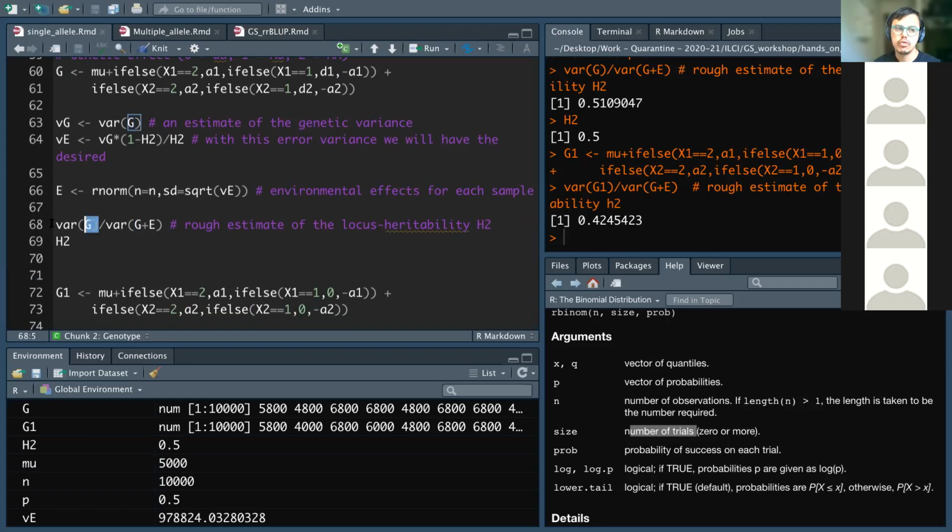So the variance of G, that is the genetic component that is playing in the phenotype, divided by the genetic component plus the environmental effects, that is the variance in the phenotype. So this variance here, the variance of the genotype plus environment, is the phenotypic variance, because remember that the phenotype is basically the effects of the genotype and the environment together. So that is the broad sense heritability.